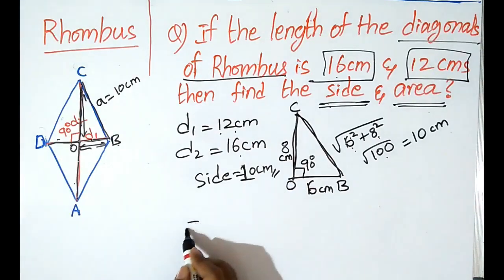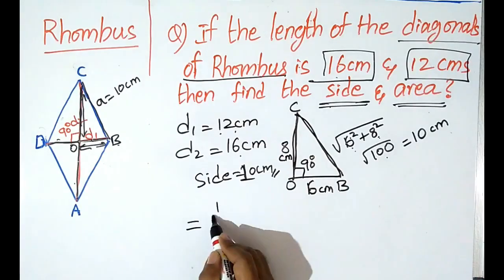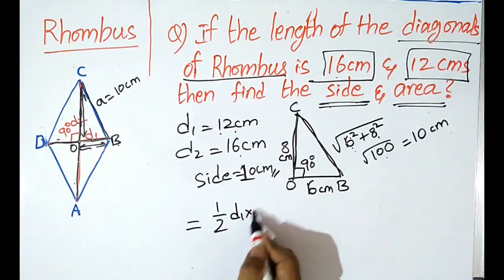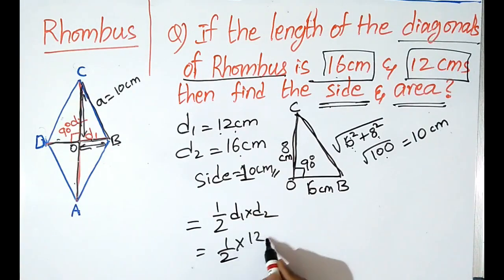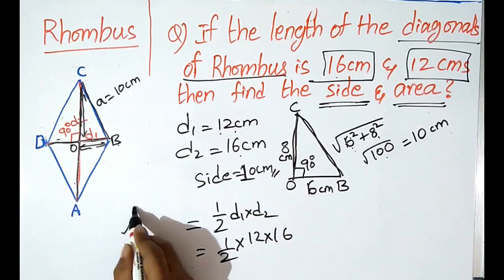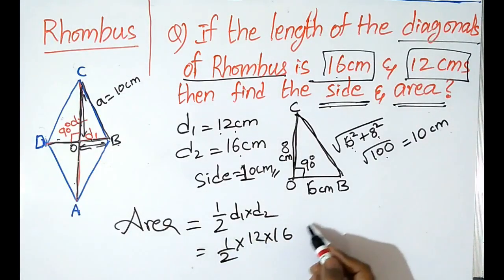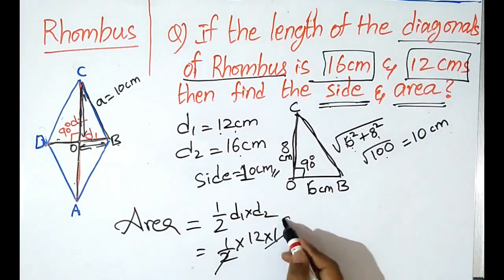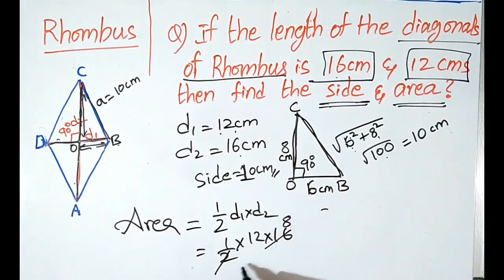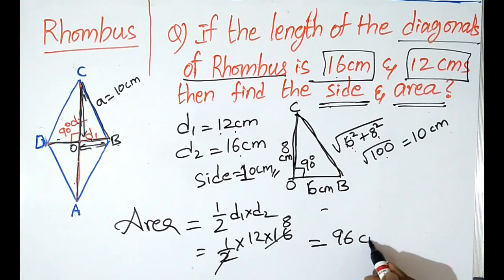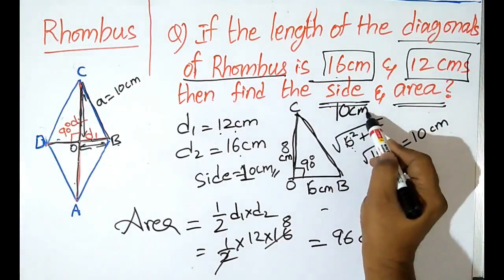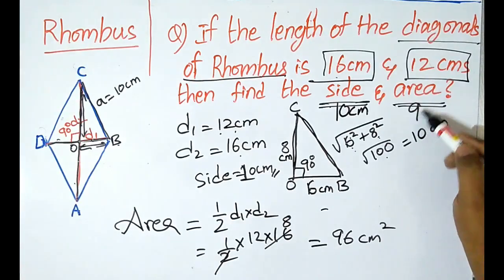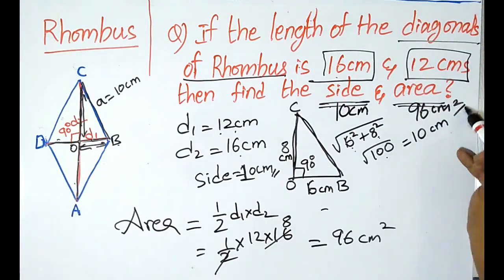And area, we know the formula, half D1 into D2, that is half into 12 into 16, which is nothing but 96 centimeter square. The side is 10 centimeters and area is 96 centimeter square.